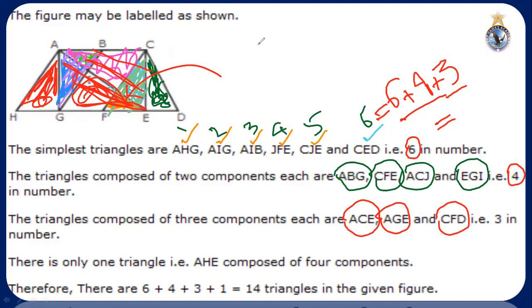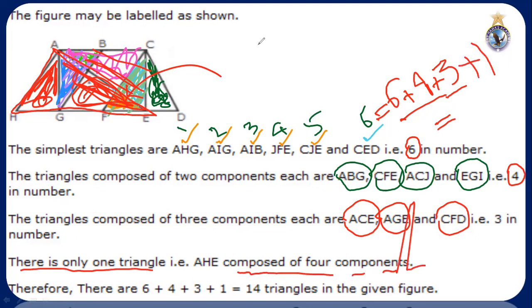So 13. And there is only one triangle, AHE. AHE. So this one. AHE. One more, 13 plus 1. In this way, there is only one triangle AHE, so we will add one more to this. Therefore, there are 6 plus 4 plus 3 plus 1. So that's why we have 14 triangles.